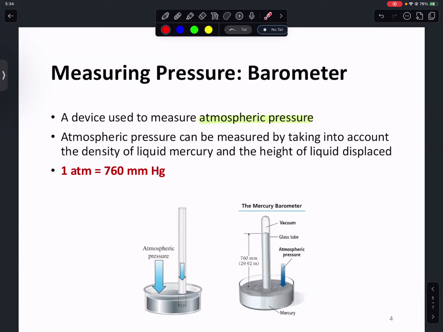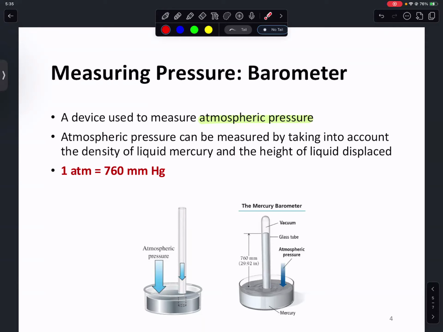And the idea behind it is if you have a container like this container right here, and it's filled with mercury, and you dip a glass tube in it. Now, note that this glass tube is open-ended, right?